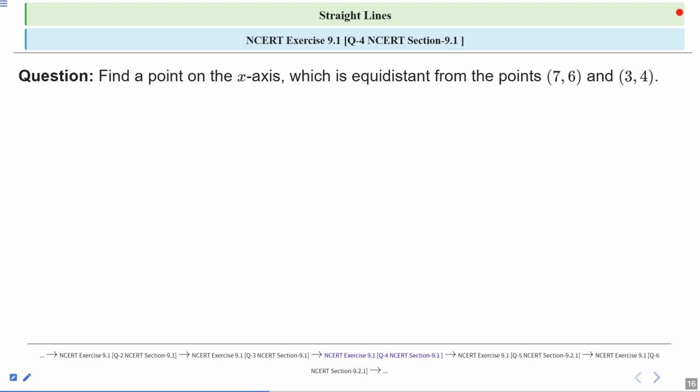That means if we find the distance between a point on the x-axis and (7, 6), and between a point on the x-axis and (3, 4), then these will become equal. So this is given here. First of all, try it yourself and then see the solution. You have 40 seconds to try to solve this question and then we will provide the solution.